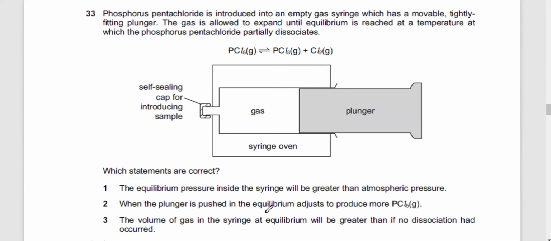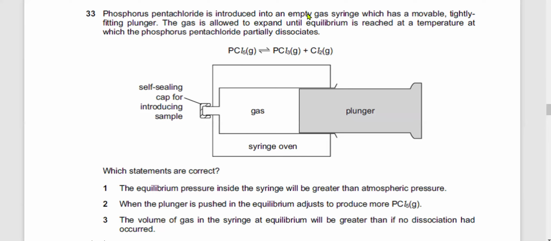Wait, why is the third one wrong? Wait, I don't think it's wrong. I'm not sure if it's wrong. The volume of gas in the syringe at equilibrium will be greater if... Yeah, that's correct. Number three is correct because the plunger is pushed down and then the dissociation happens, so the volume decreases. Yeah, the volume of the syringe would be greater. Like really? One molecule dissociates to produce more. It's allowed to expand. Oh, okay. So then that's fine. So he's right. And you're going to get more gas, right, if dissociation happens. Yeah.